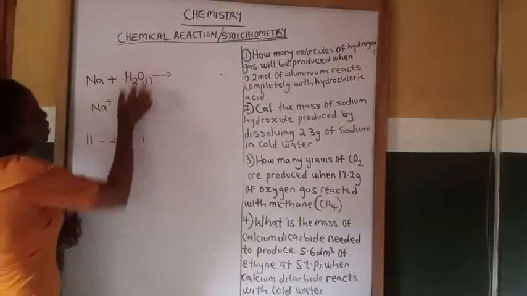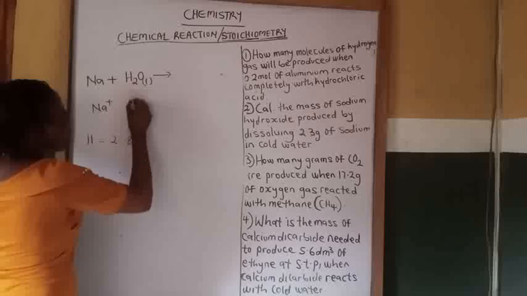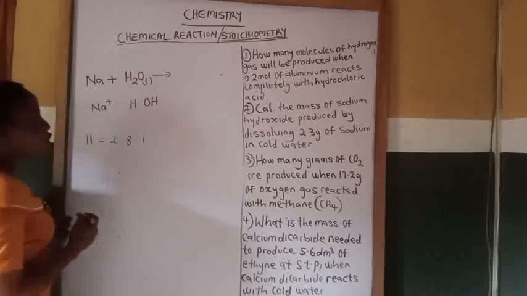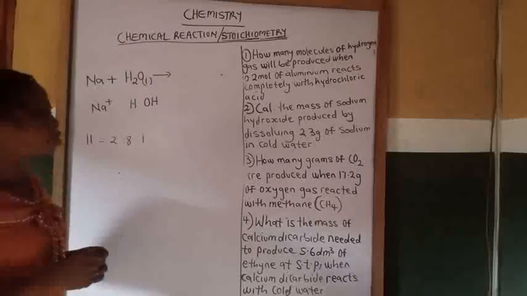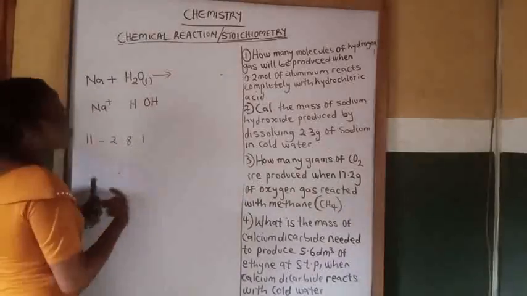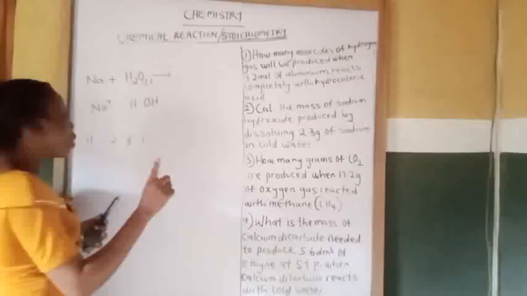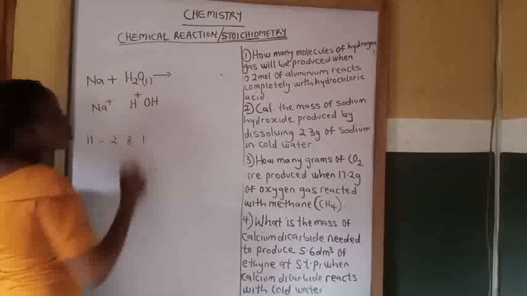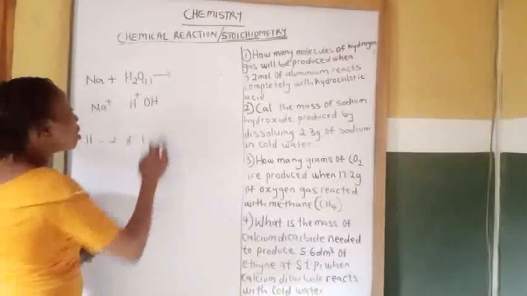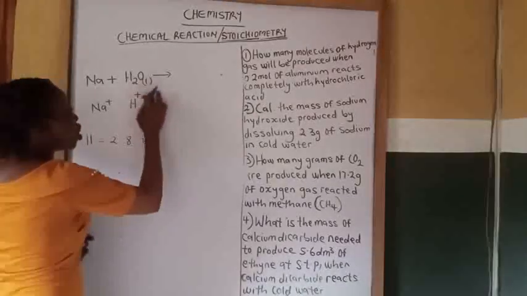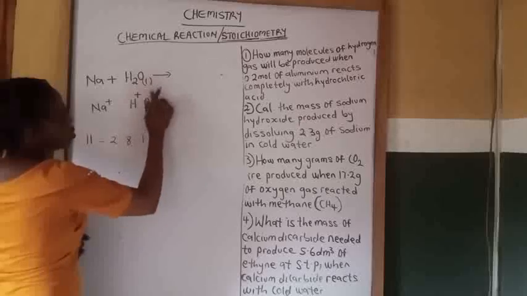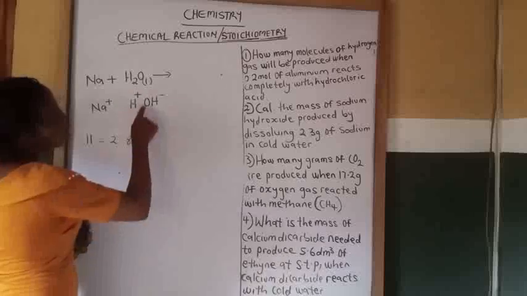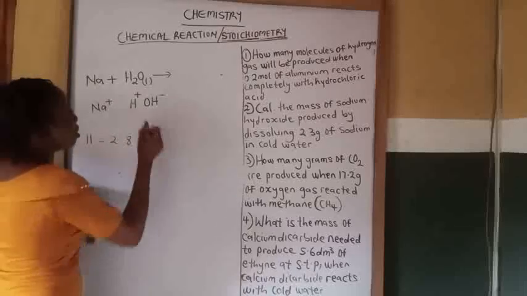Then water molecule will decompose to hydrogen and hydroxyion. Then the charge on hydrogen is plus, because hydrogen is the number 1. So the number of valence electron is 1. So it's +1. Then the charge on hydroxyion is 1 minus. Then I derive it from the charge on oxygen.